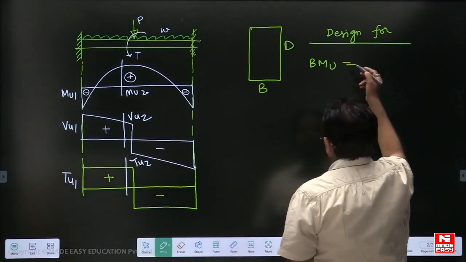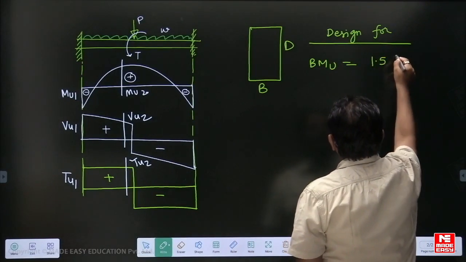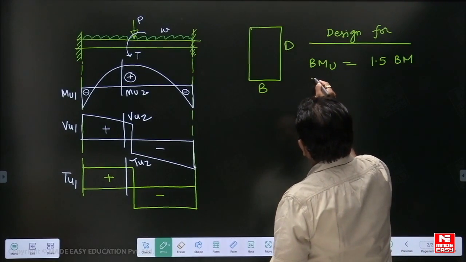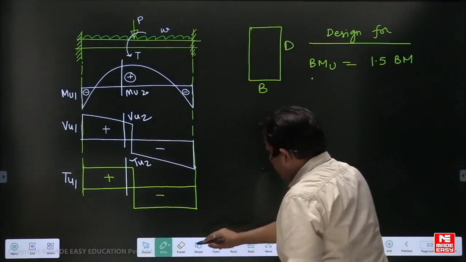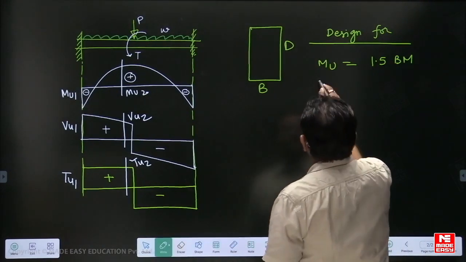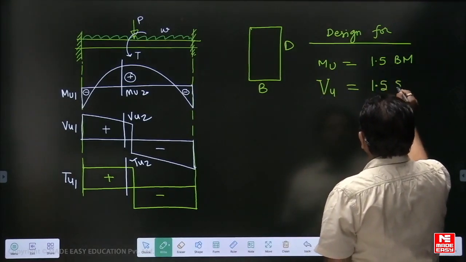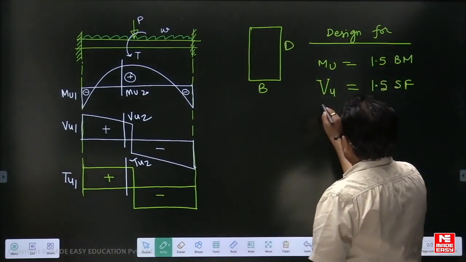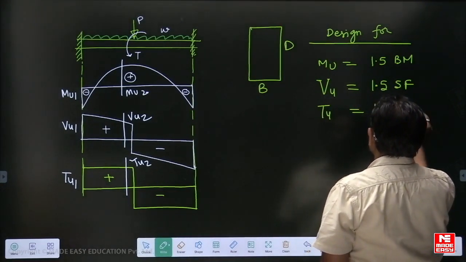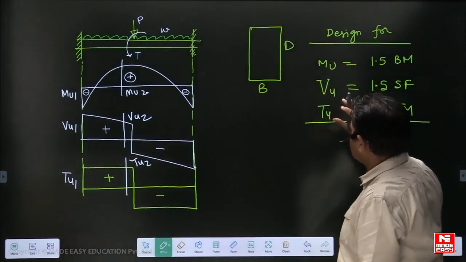Obviously this is factored. If you are designing in LSM, we consider the factored value, which will generally be 1.5 times the working moment. Factored bending moment, you can write just MU. VU will be the second value, that will be 1.5 times the actual shear force, and TU will be the torsional moment, that will be 1.5 times T. And now we can design for these moments.